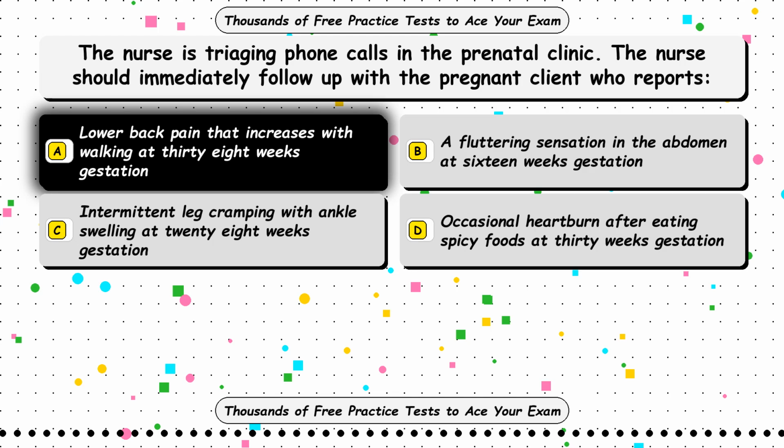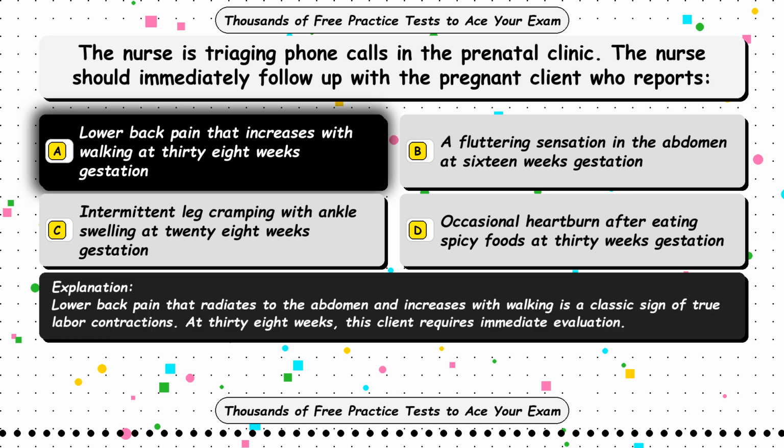The correct answer is option A, lower back pain that increases with walking at 38 weeks gestation. Lower back pain that radiates to the abdomen and increases with walking is a classic sign of true labor contractions. At 38 weeks, this client requires immediate evaluation.